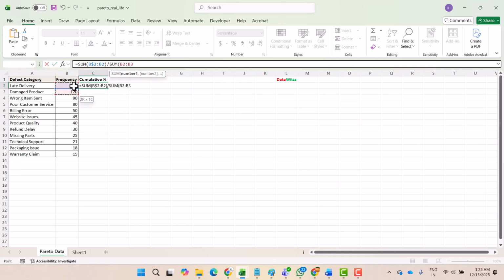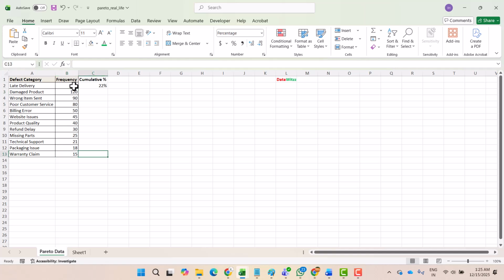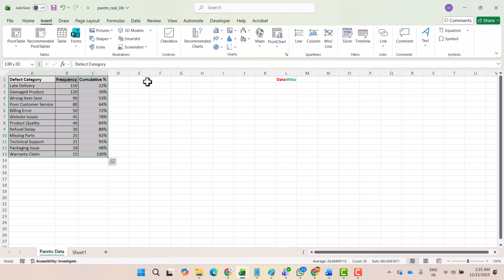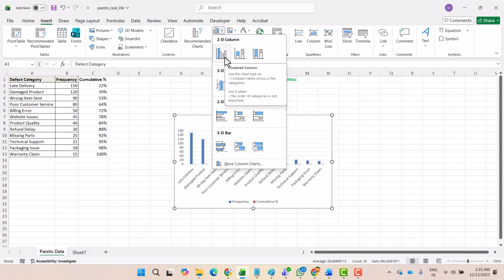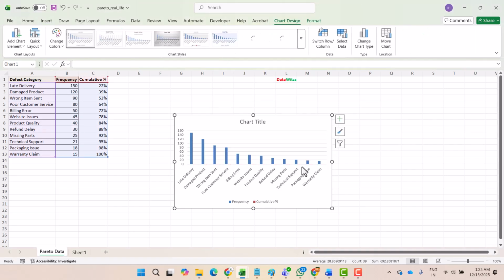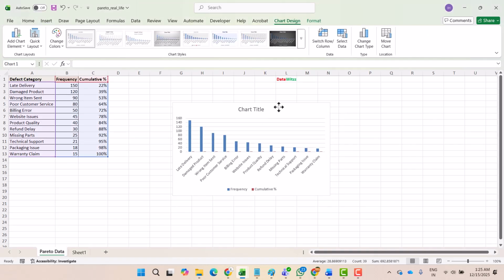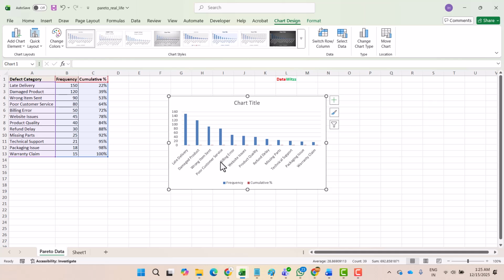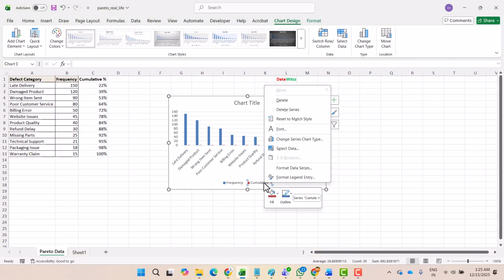So now we have the cumulative percentage of all these numbers. After that, we will insert a chart. This column chart would be enough. So we can see we have two different things. First is the frequency, which we can see here. The second is this cumulative number.